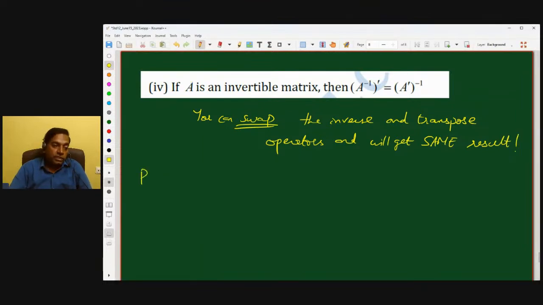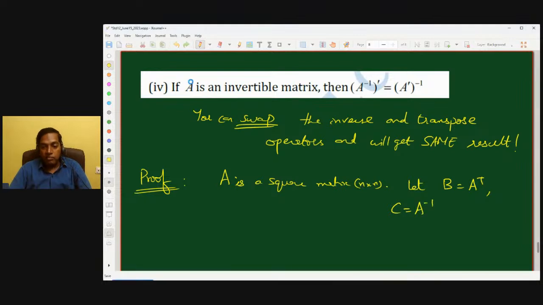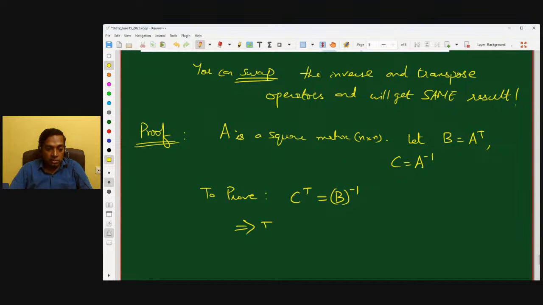How do you prove that? This is an important thing. Let's see if we can try and prove it. So A is a square matrix. Let B be equal to A transpose and C be equal to A inverse. Then we need to prove that C transpose is equal to B inverse. Correct? That means we need to prove that C transpose B is I.